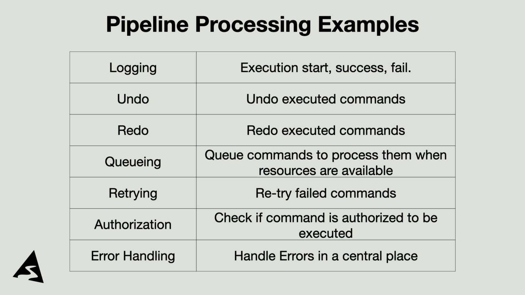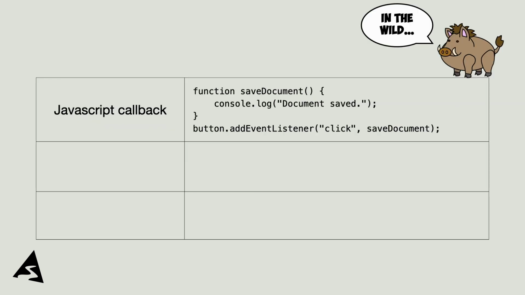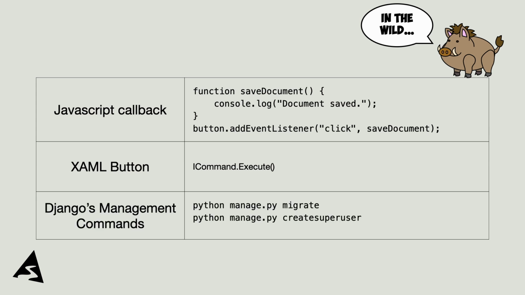Now, the command pattern works great with user interfaces. You already saw a light version of the pattern with the JavaScript callback function. Microsoft's XAML platform allows you to bind classes that implement the ICommand interface directly to XAML buttons. But you will also find command line versions of the pattern, like Django's management module, which also uses the command pattern.